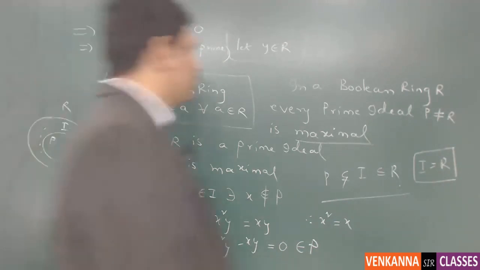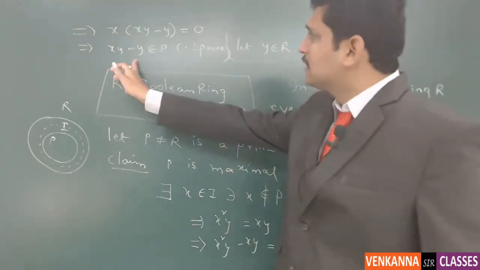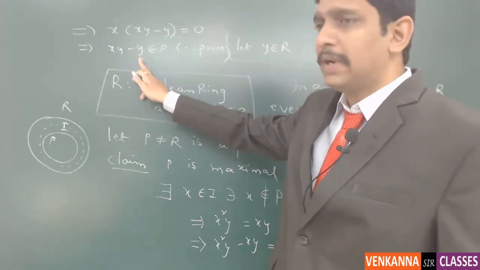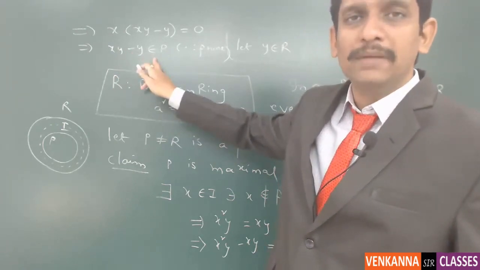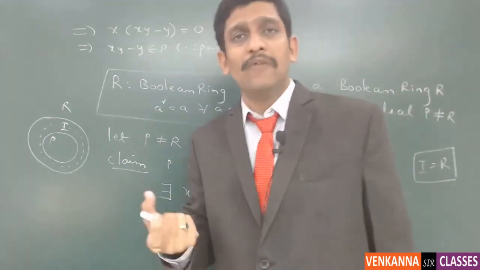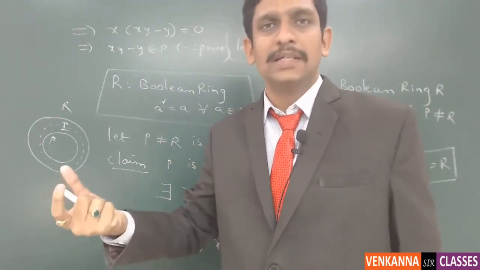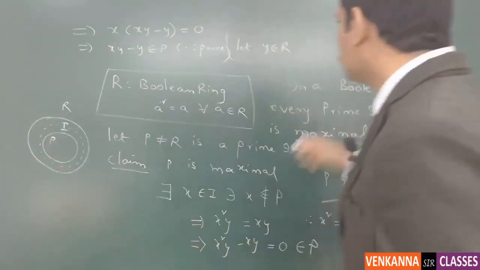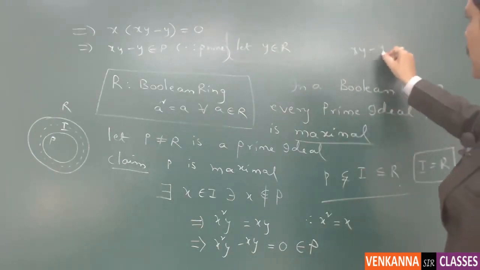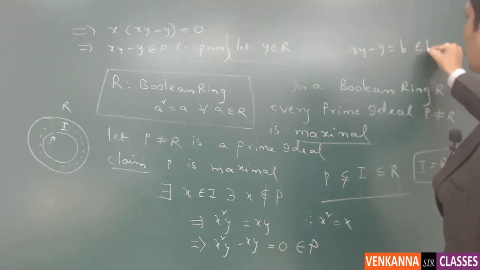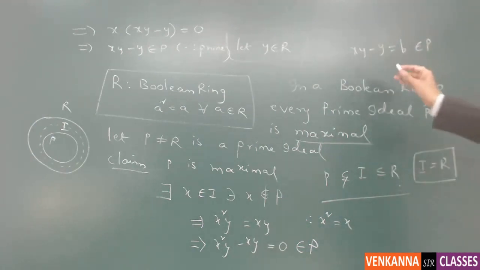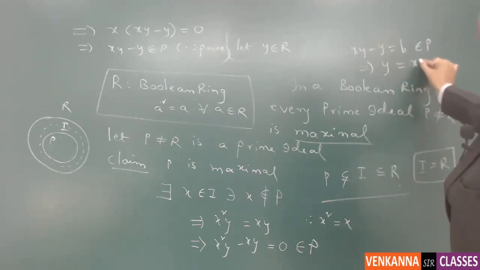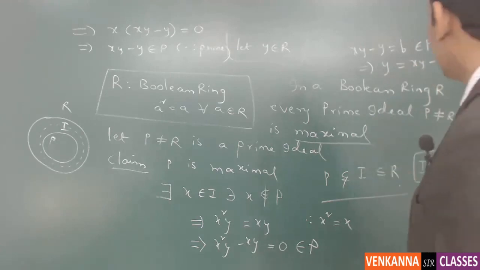Right. Now, xy is an element, y is an element, and the difference belongs to P. That means if you calculate the value of xy minus y, it is an element in P. So let us give the result a name. Let us take that xy minus y is equal to b and this value belongs to P. From this you can say that y is equal to xy minus b. Accepted?